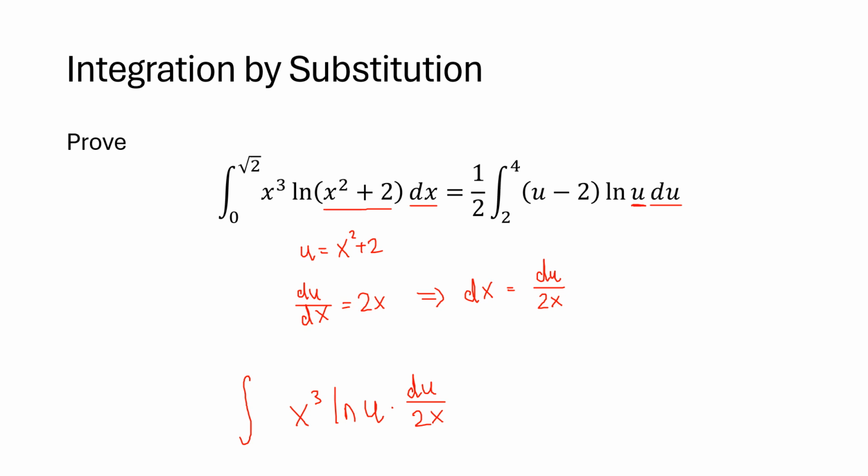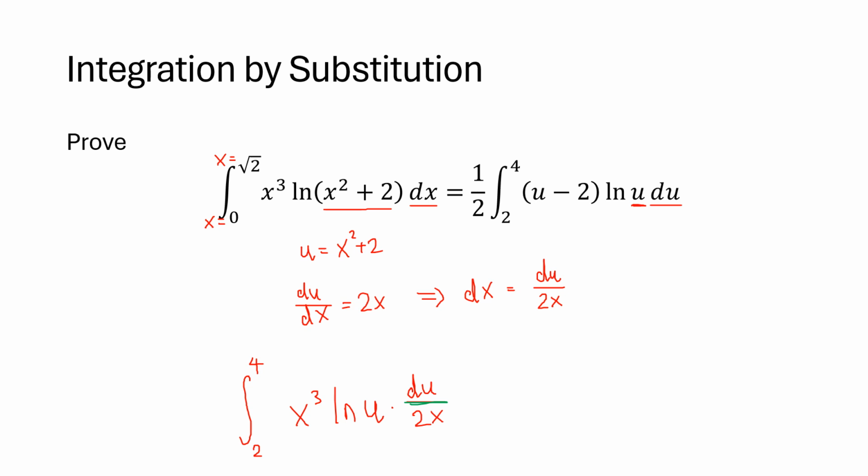Now a few things. One, because we are now integrating with respect to u, we should change the limits. And the limits are based on these x values. We are asking ourselves, what is the value of u when x is 0 and root 2? And we see that the limits change to 2 and 4.